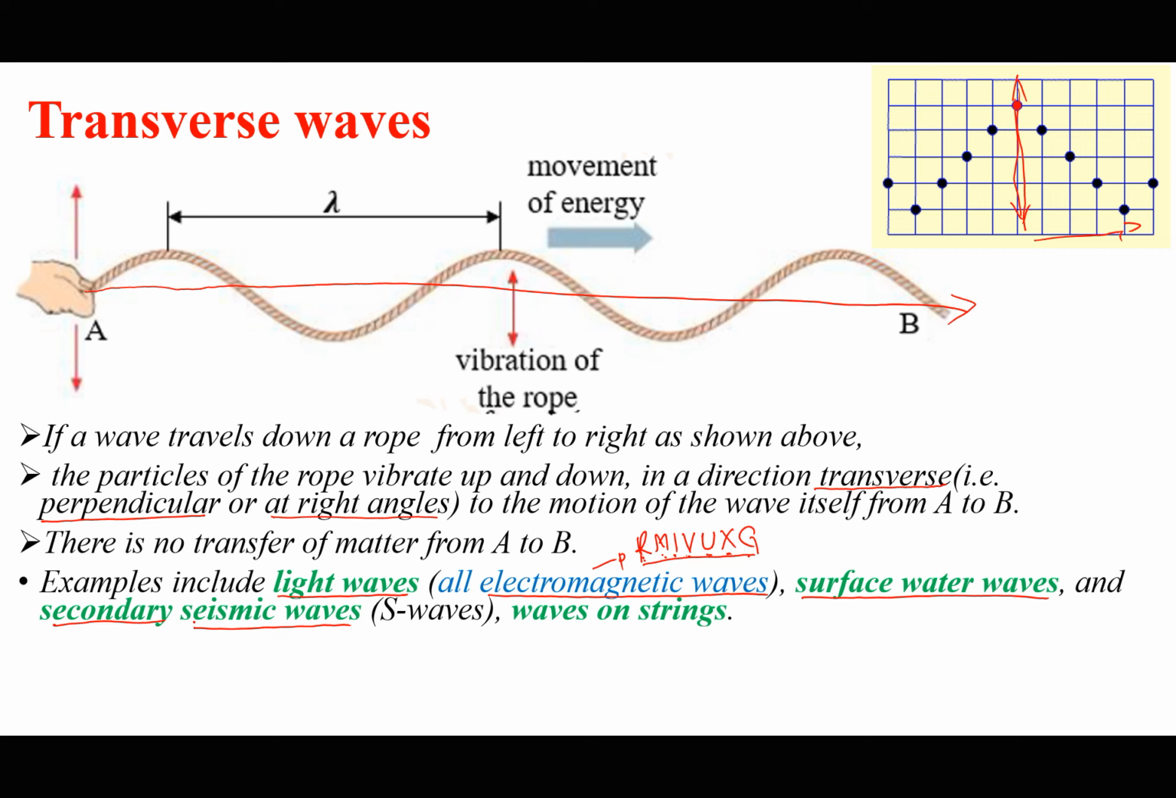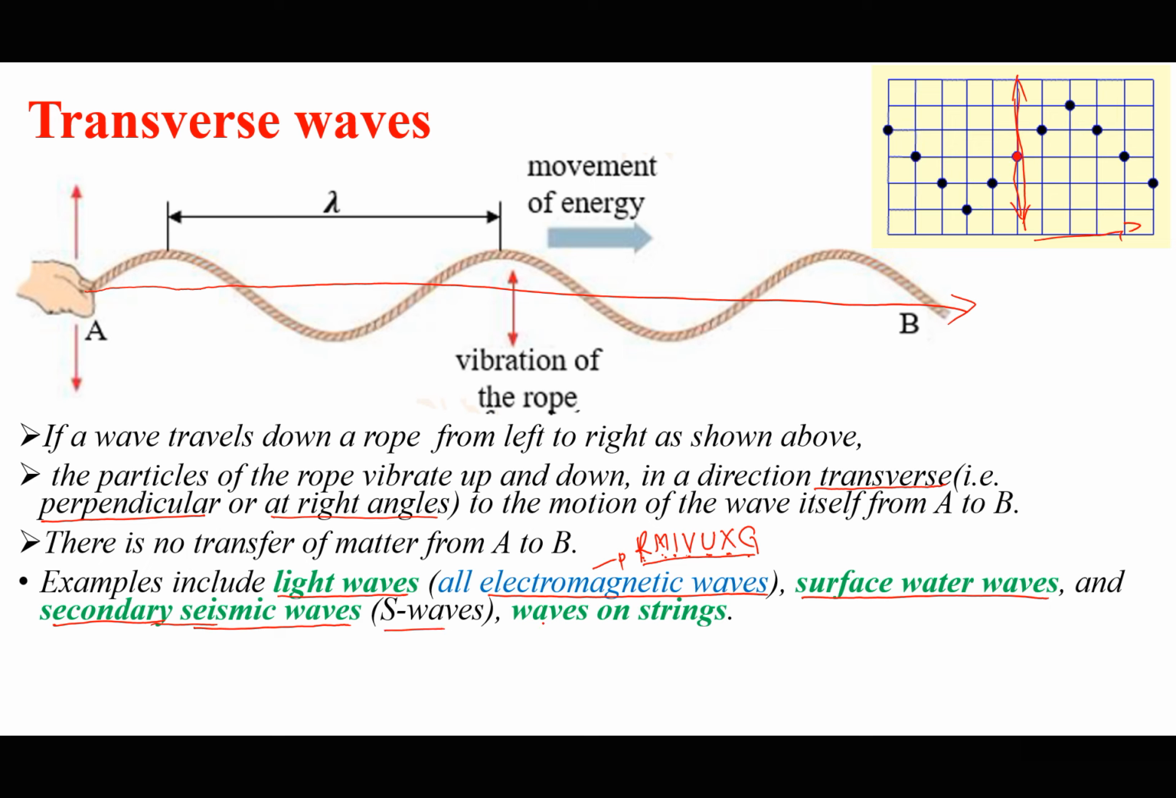There are those which are transverse. In other words, they cause the ground to vibrate perpendicular to the direction in which the earthquake is propagating. And there are those which cause the earth to vibrate parallel to the direction in which the earthquake is propagating. So those waves which vibrate perpendicular to the direction in which the earthquake energy is propagating, we call them the secondary seismic waves, or simply the S waves.